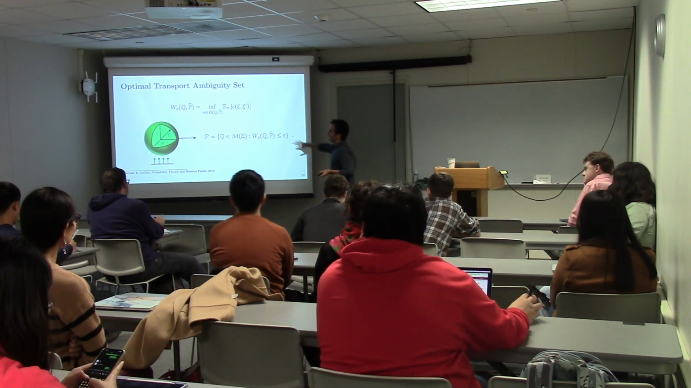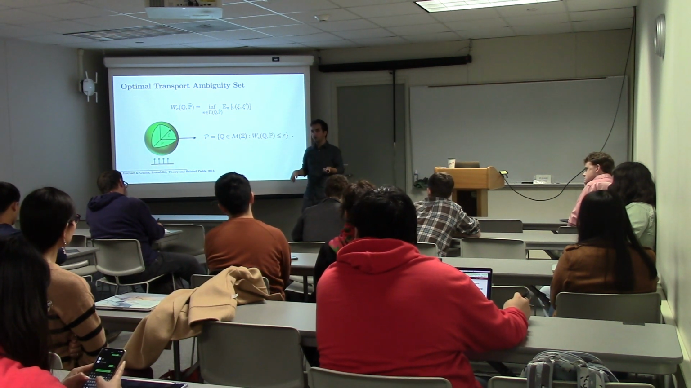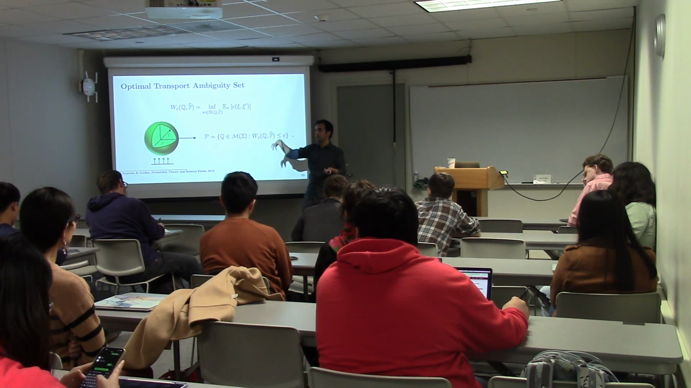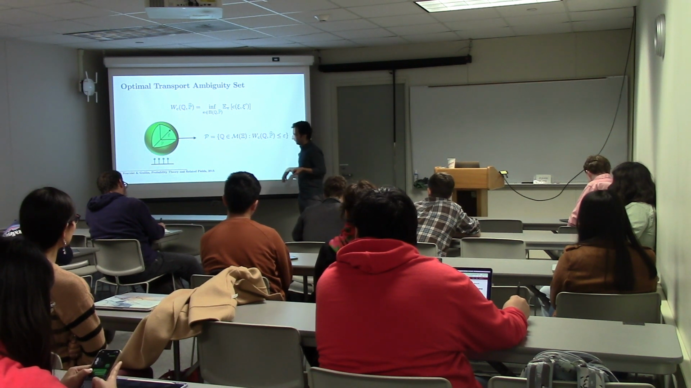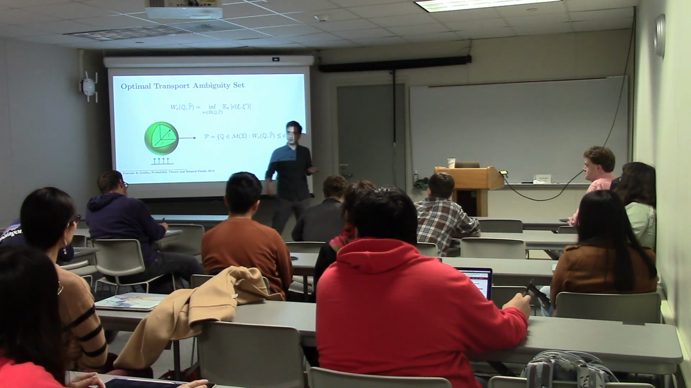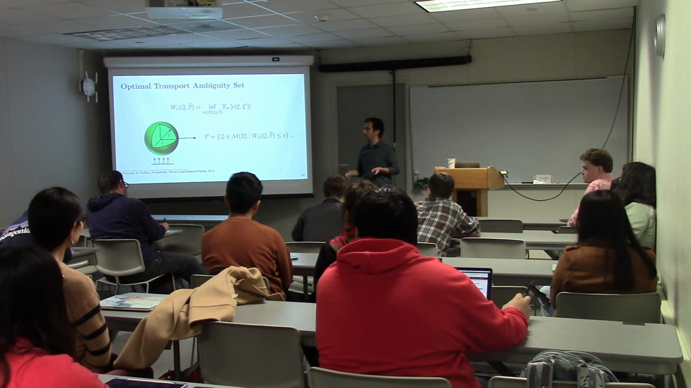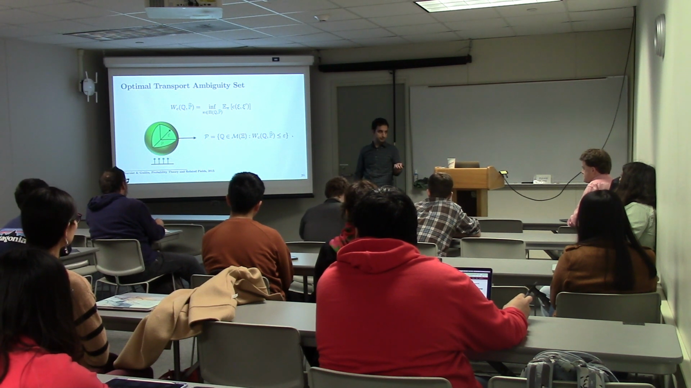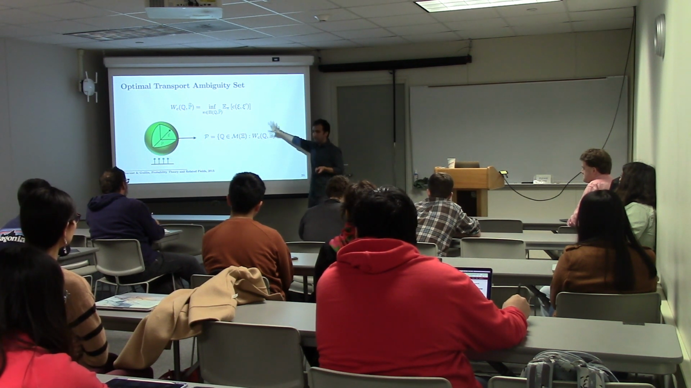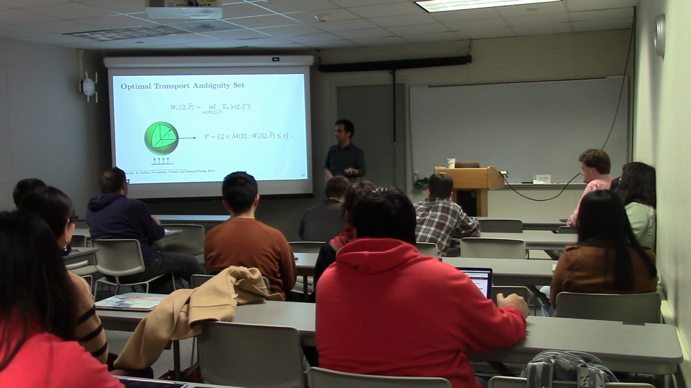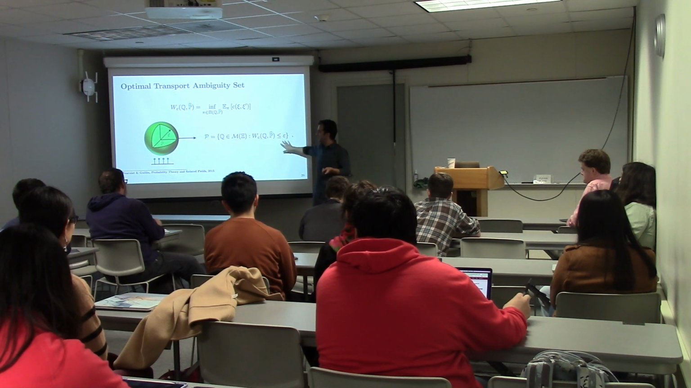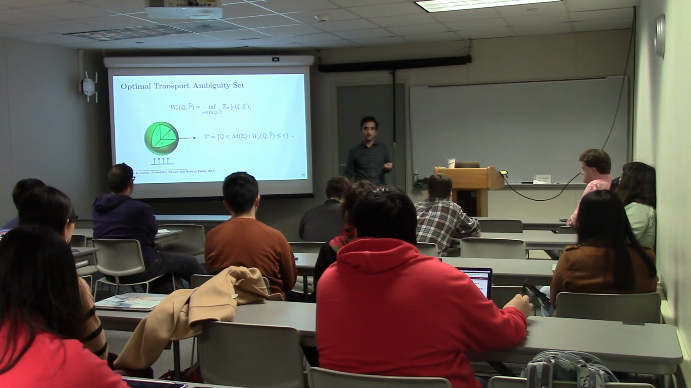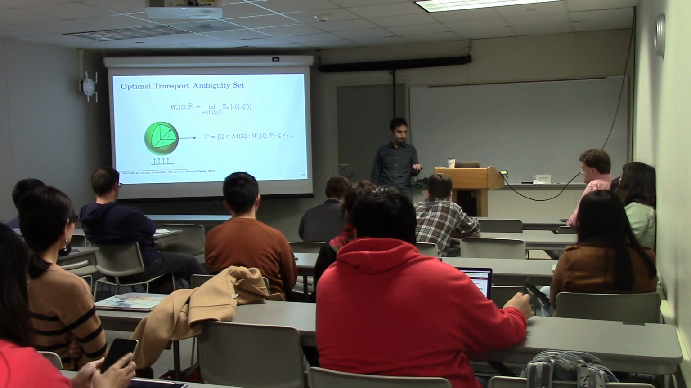This ambiguity set is statistically well justified, which means that it contains the true probability distribution, the data generating distribution, with high probability. In fact, Fournier and Guillin proved that you can get finite sample guarantees and ensure that the true distribution belongs to this set. Therefore, this class of minimax estimators is statistically well justified. And because of that, I will mainly talk about the computational aspect of this minimax optimization problem.